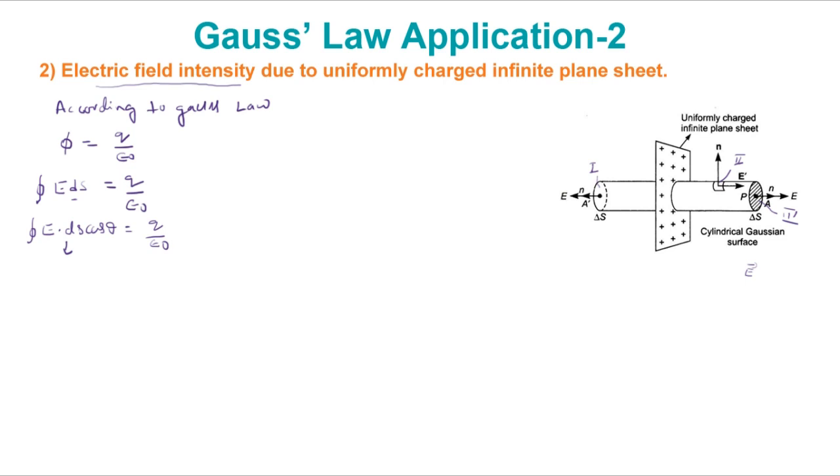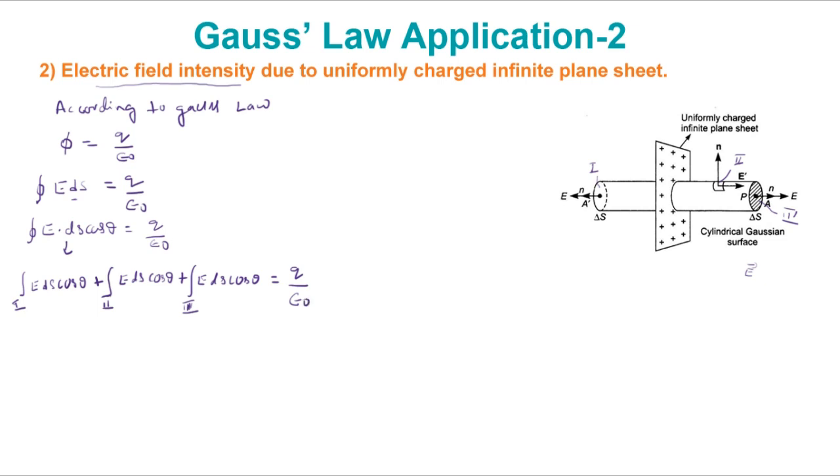Now I will write separately. The integration for the first part is E into ds cos theta, plus for the second part, E into ds cos theta, plus the third part, E into ds cos theta, which is equal to q divided by epsilon naught.